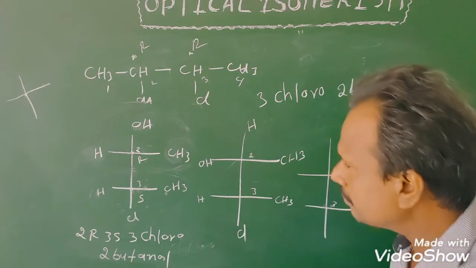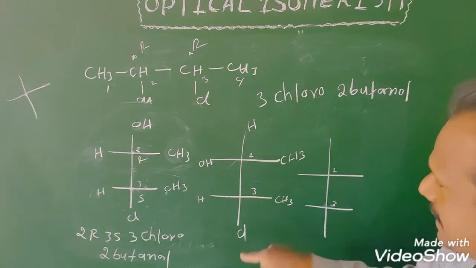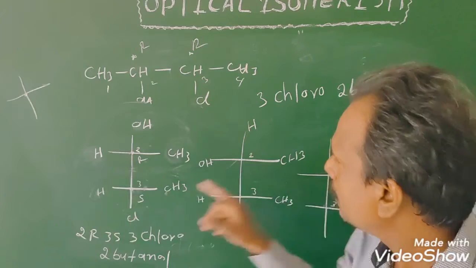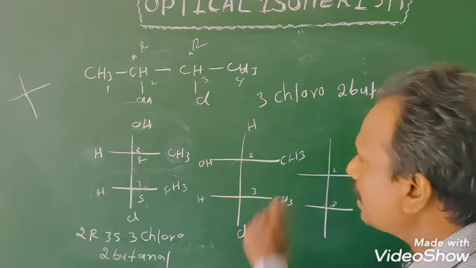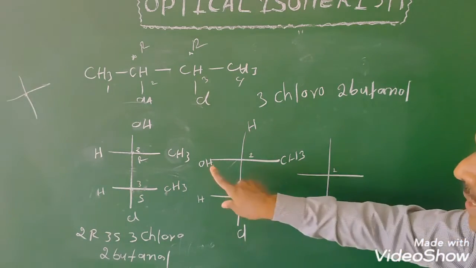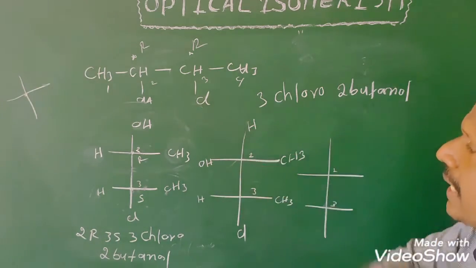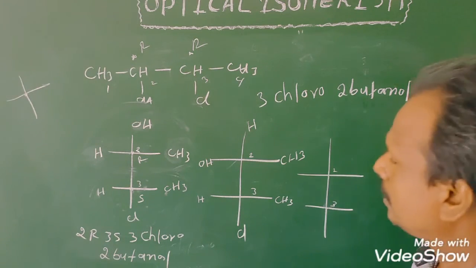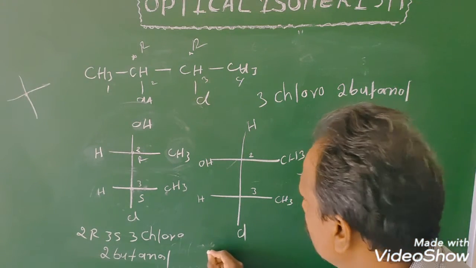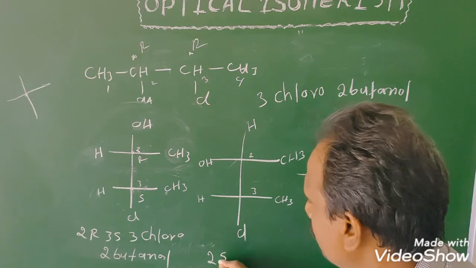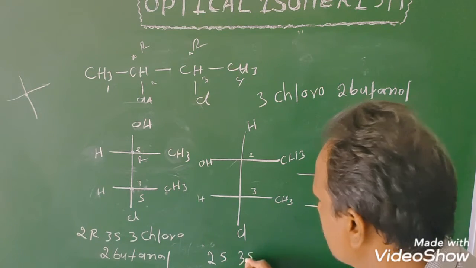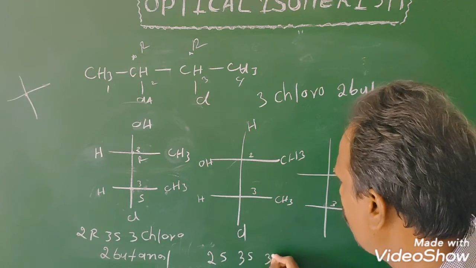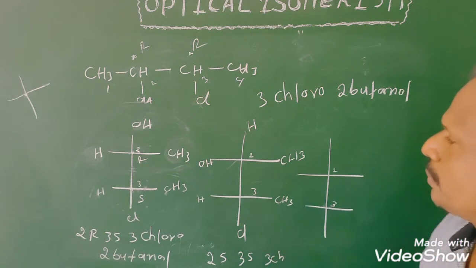So what is its name? 2S. Here it was 2R. So it becomes 2S. Chirality changes in Fischer projection by exchanging 2 groups at 90 angle, an odd number of times, that means one time. So 2S,3S-3-chloro-2-butanol. It is another isomer.